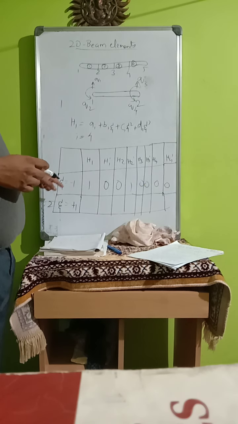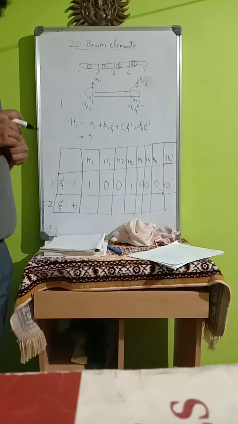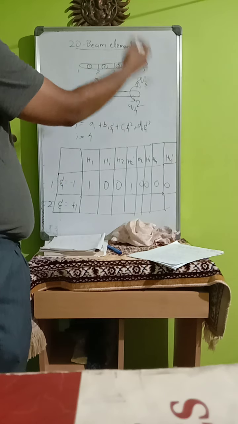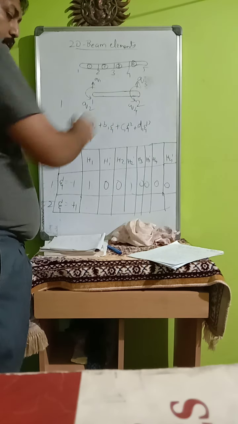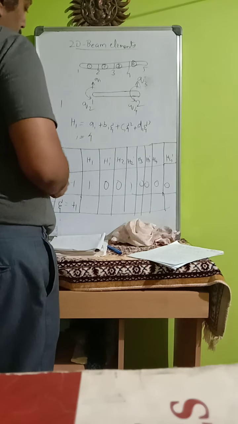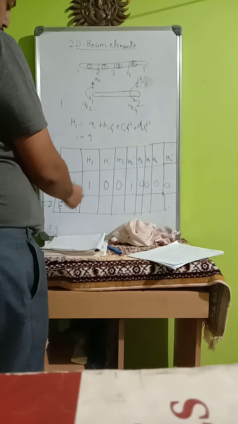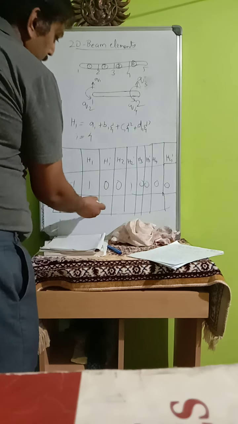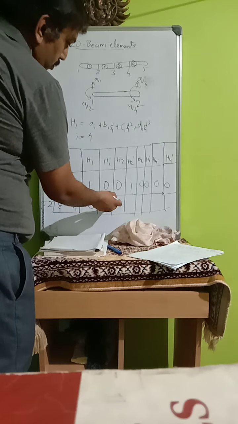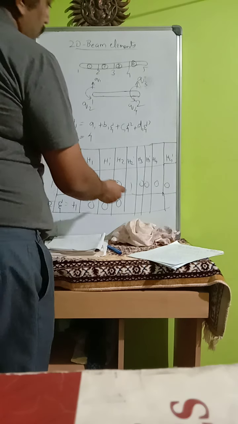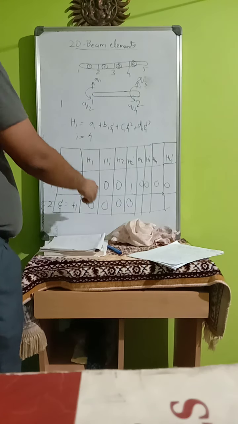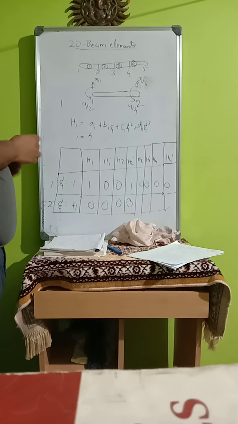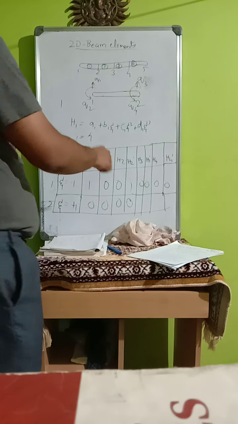Zeta can take the value 1 in only these two locations. In a similar manner, if you go to node number 2, again h1 will be 0, h1 dash is also 0, h2 is also 0, h2 dash is also 0, because all these h1, h1 dash, h2 and h2 dash correspond to node number 1. So you have 0 value all over there.